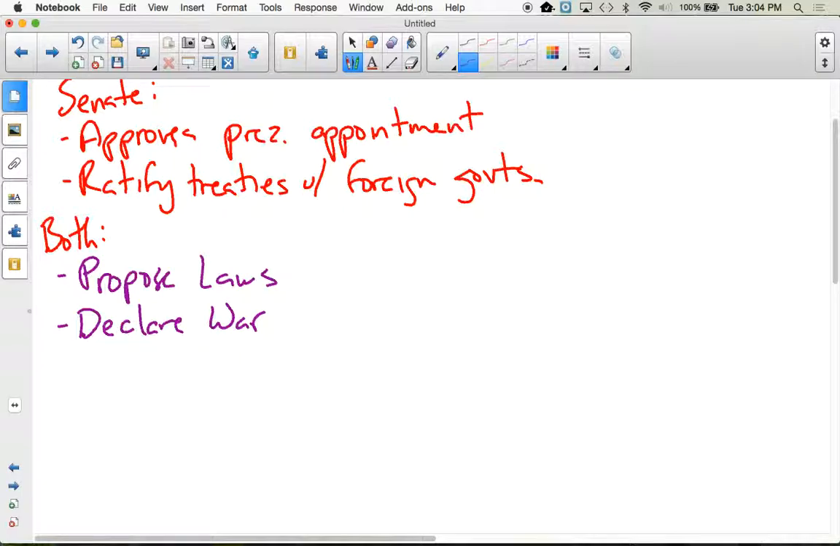So they propose laws. They don't have to jointly propose laws. They can propose them in either the House or the Senate, and we'll talk about how a law passes through that in a second. But to declare war, they have to jointly agree. Nope, it would be one could declare war, the other has to approve it then. Okay. That was my question. Okay, and we'll talk about that in a second.